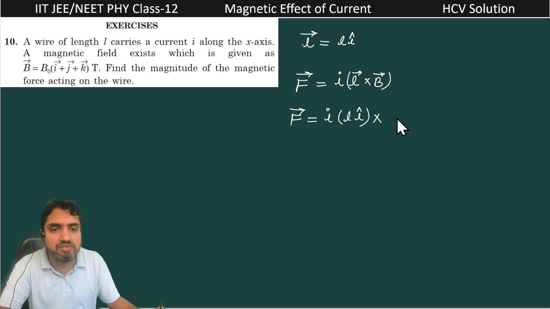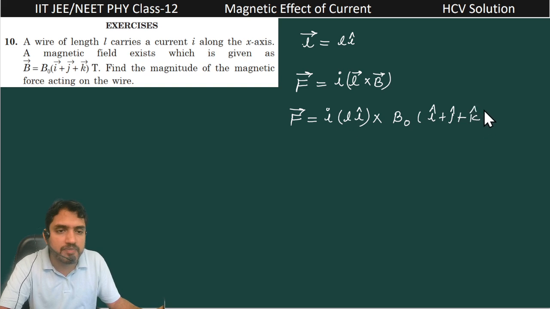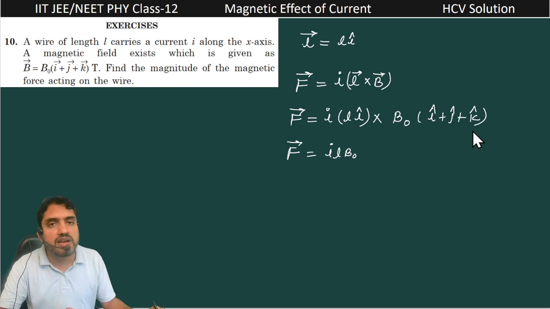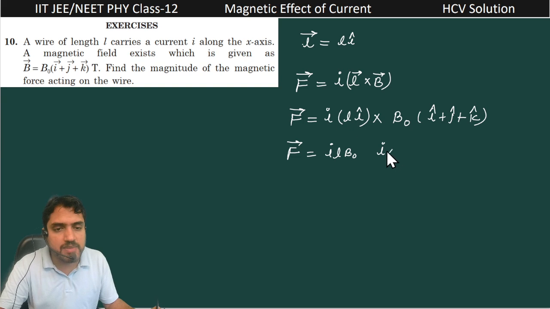the magnetic field, which can be written as B naught into (i + j + k). So these are the scalar quantities. This I, L and B are the magnitudes. Now we have to do the cross product of i with this (i + j + k). So this i cross i will be there, then after i cross j will be there, plus i cross k will be there.